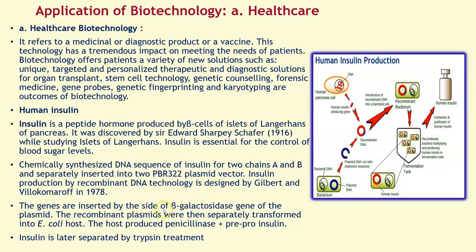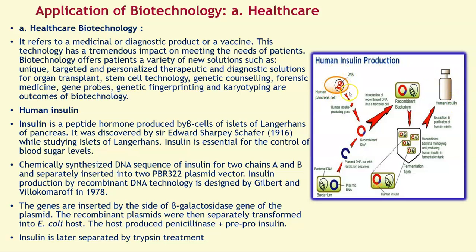The genes are inserted by the side of the beta-galactosidase gene of the plasmid. The recombinant plasmids were then separately transformed in the E. coli host. The host produces penicillinase plus pre-proinsulin. Insulin is later separated by trypsin treatment.